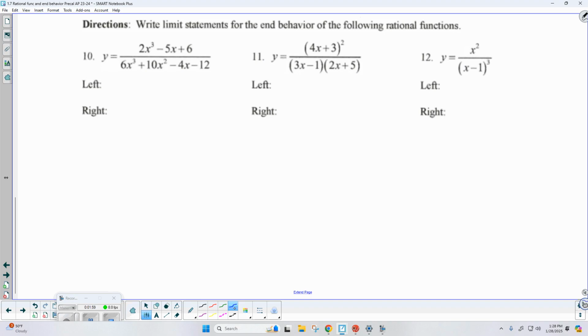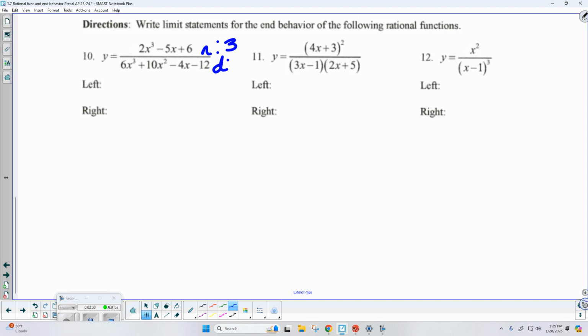All right. So in order to determine if it has a horizontal or a slant asymptote, we have to compare the what? Degrees, yeah. Okay, so let's look at 2x cubed minus 5x plus 6. Quinn, what's the degree of the numerator? It is 3. And we have 6x cubed plus 10x squared minus 4x minus 12. Bailey, what is the degree of the denominator?